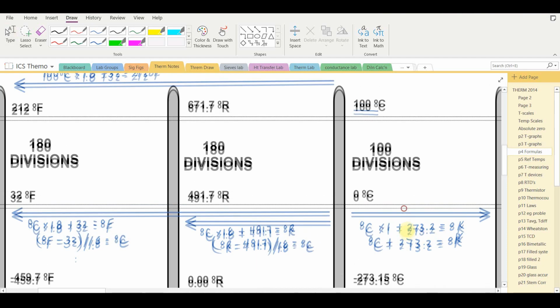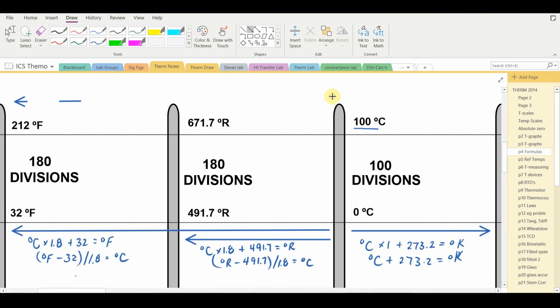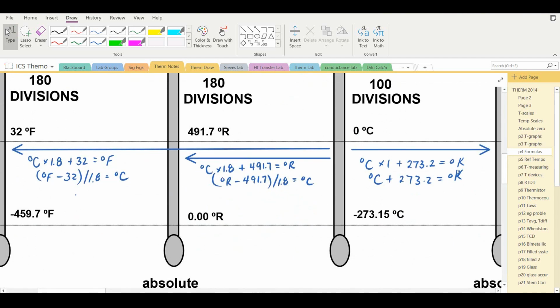Let's check it out right up here. Let's say we have 100 degrees Celsius times 1.8, that's 180, plus 491.7 is in fact 671.7 degrees Rankine. It works. All right, let's try another simple one down here.